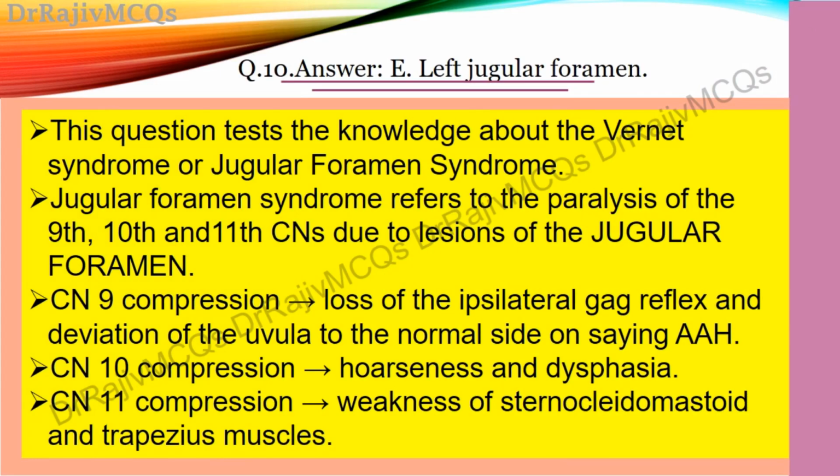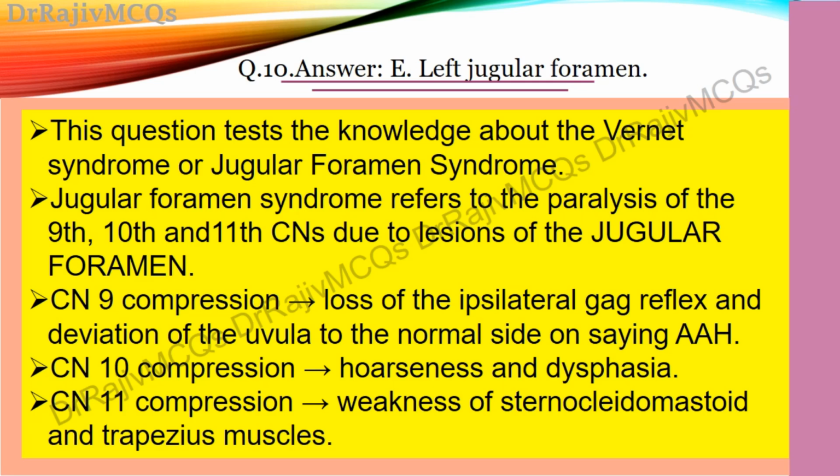The correct answer in question number 10 is option E. Metastatic lung cancer is an advanced disease. Clinical features of lung carcinoma depend on the site of the primary lesion, the involvement of neighboring structures, and the site of metastasis. The jugular foramen syndrome, also known as Vernet syndrome, refers to paralysis of the ninth, 10th, and 11th cranial nerves after traumatic, inflammatory, vascular, or metastatic lesions of the jugular foramen.